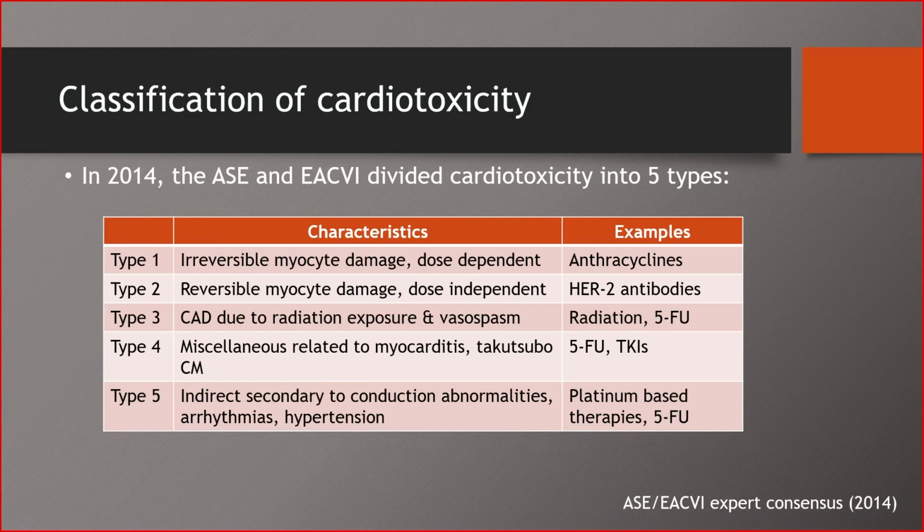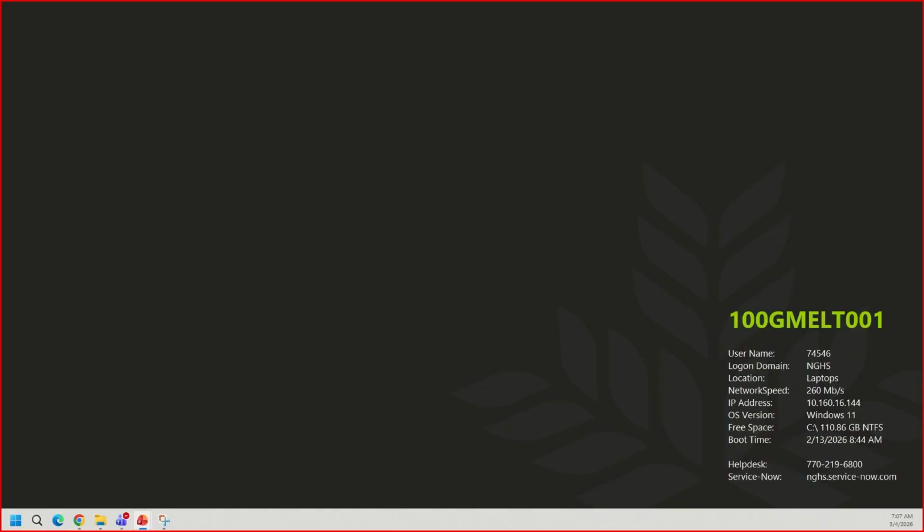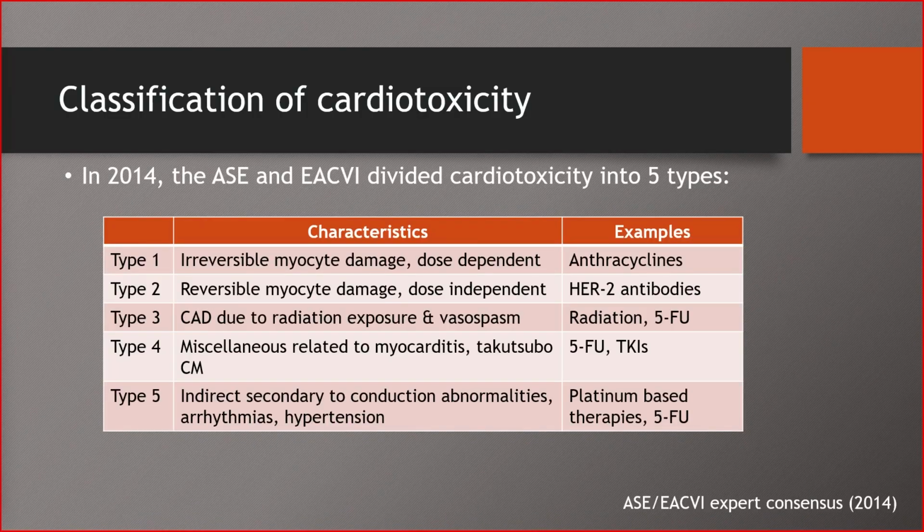Just to be aware, type 3 is coronary disease due to radiation and vasospasm. Type 4 is a miscellaneous type, such as myocarditis and Takotsubo. And lastly, type 5 will be everything else that can lead to cardiac dysfunction, including conduction abnormalities and hypertension.